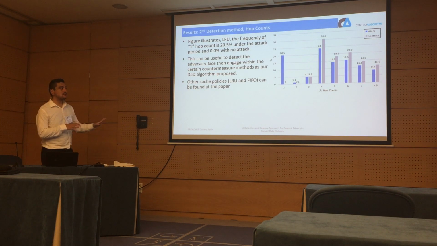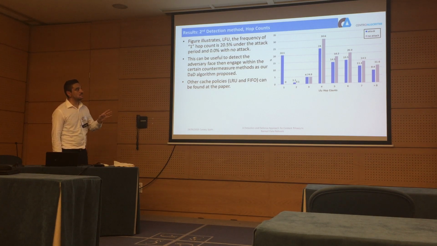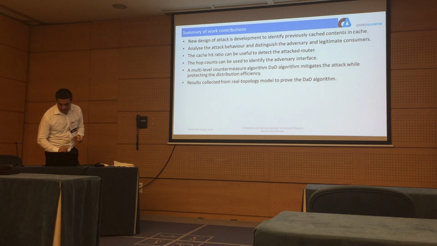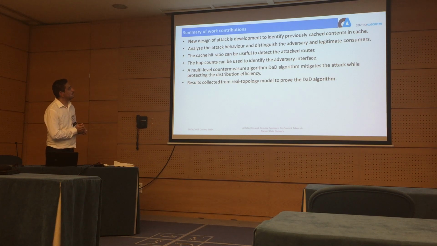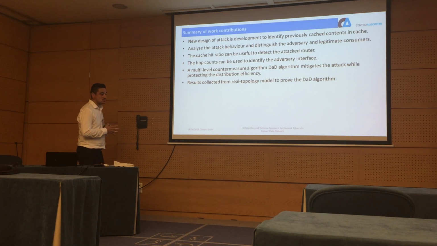Another contribution of this paper is the hop count. As we see in the figure, the first hop count is much higher than in the no attack model. So this value can be used to find out that the adversary is facing the router under attack. We have a new development for the attack in this work, and we are proposing the hop count and the cache hit ratios. We are also saying in this work that the performance effect of the countermeasures can be mitigated by defining the adversary node while attacking the node.